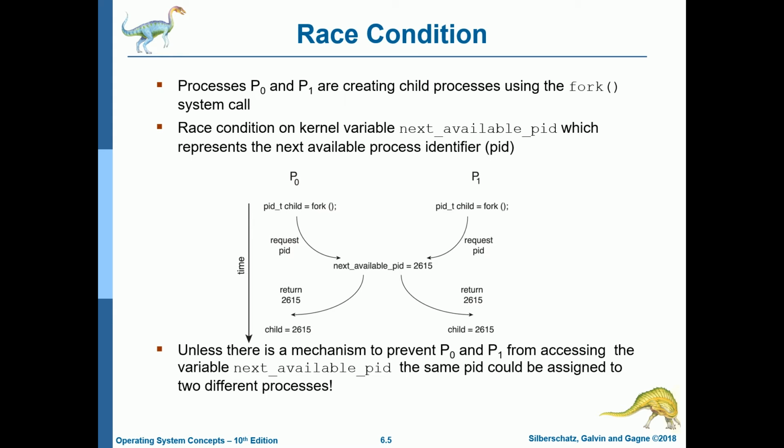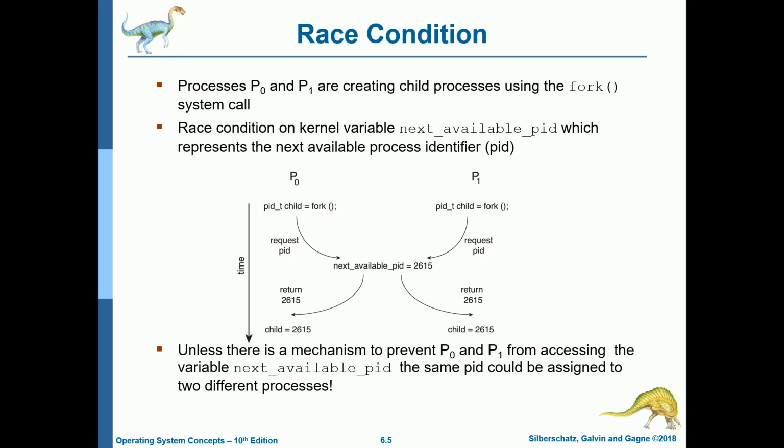In this example, we have two processes, P0 and P1, that are creating a child process using the function fork. Now, if we remember back, whenever fork is called, it returns the process identifier for a newly created process. However, in this example, both of these processes are calling it, so which one gets the next available ID? Will it be process 0 or process 1? This can be very difficult to evaluate, but the answer is whichever process accessed it first.